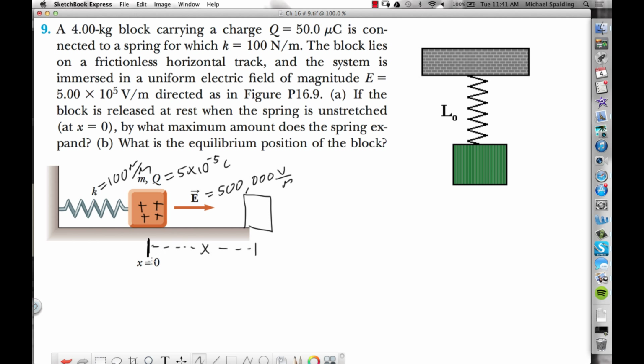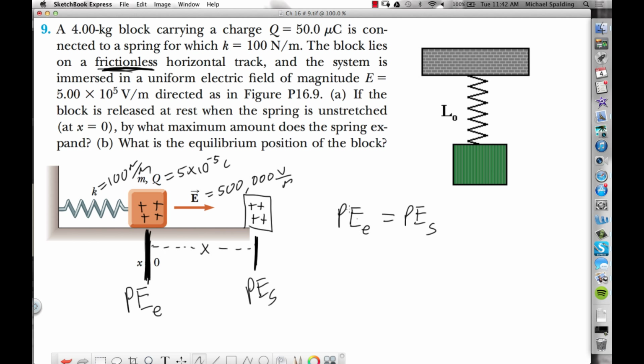What type of energy do we start with over here? Potential energy of the electric field. No, it's not spring yet, and it's not gravitational. It's electric potential energy. Then the block stretches over here. What type of energy do we have over here? Potential of spring, assuming no friction in between, which they say right here: frictionless. So potential energy electric is going to equal potential energy of spring.